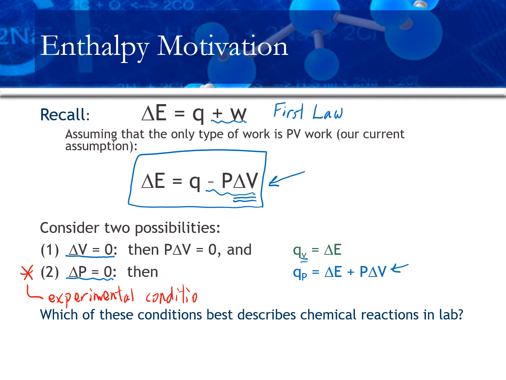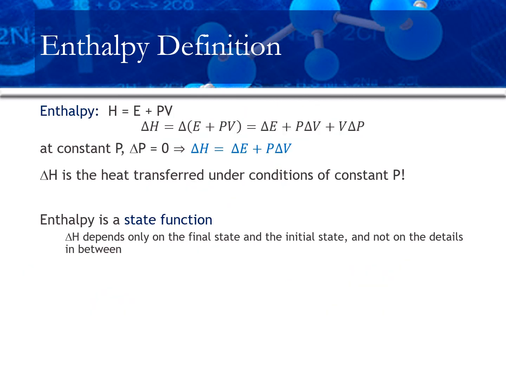It's not that we couldn't do chemistry in closed containers, it's just not our most common condition. So all I'm saying is that typically when we do benchtop chemistry, we're doing chemical reactions at constant pressure. So this is the form for heat that we use for benchtop reactions. The fact that benchtop reactions are constant pressure inspires us to define this new state function called enthalpy.